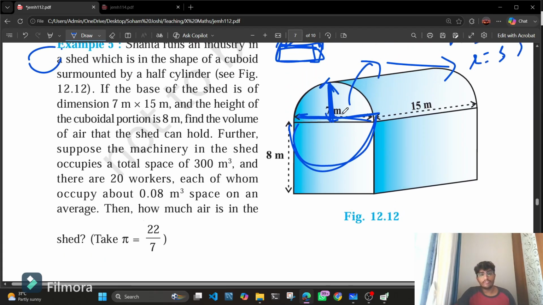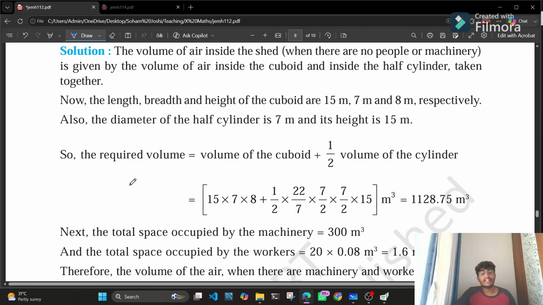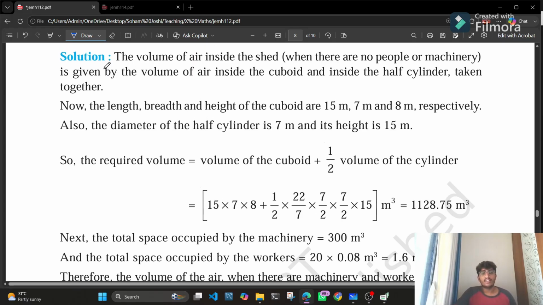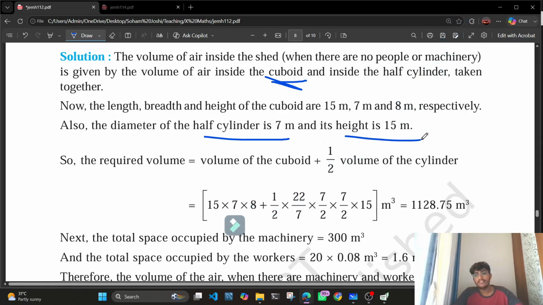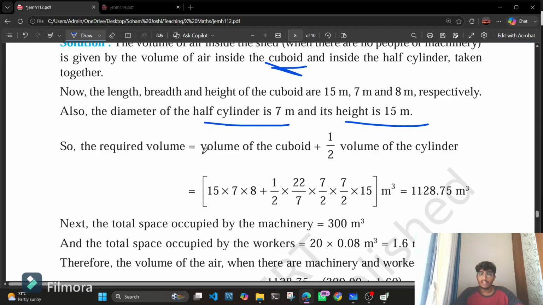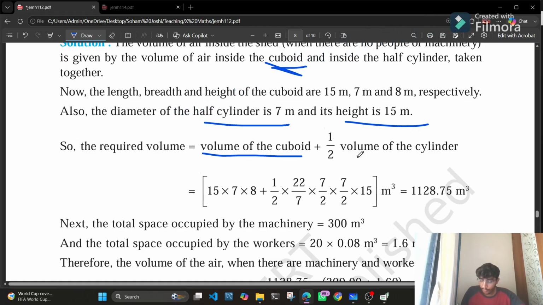We'll directly calculate the volume first to find out the air that the shed can hold. The volume of the air inside the shed when there are no people or machinery is given by the volume of air inside the cuboid and inside the half cylinder taken together. Now the length, breadth, and height of the cuboid are 15 meters, 7 meters, and 8 meters respectively. Also, the diameter of the half cylinder is 7 meter and its height is 15 meters. So the required volume is the volume of the cuboid, because we are covering the whole cuboid, and half the volume of the cylinder, because we have only a half cylinder over there. We don't have a full cylinder.